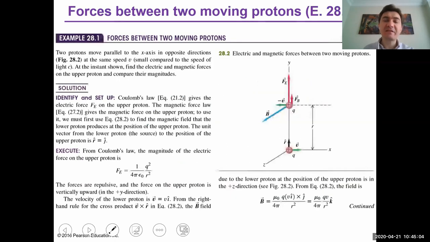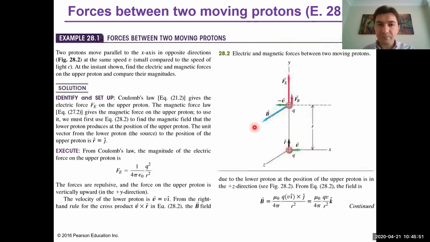Okay, then let's discuss the magnetic force and electric force and the ratio of them. In the case of that example, these are the forces between two moving protons. We have here the x-axis, y-axis, and z-axis, and here we have a positively charged proton with charge Q, and here we have another proton. This proton is moving in the positive x direction with velocity v, and this proton is moving in the opposite direction with velocity v. Here we show minus v because the direction of the velocity is opposite to that one.